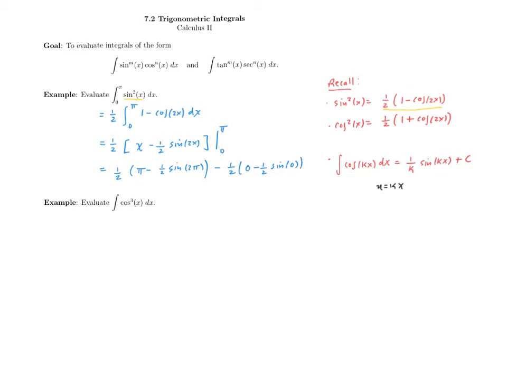And note, almost everything in sight here vanishes. In fact, the only non-zero term is when the 1/2 hits the pi. Sine of 2 pi is 0, sine of 0 is 0. So what we are left with in this case is simply pi over 2. And note this technique for integrating sine squared, that is rewriting it in terms of the appropriate identity, could be applied to sine squared or cosine squared. It could be a definite integral or an indefinite integral.